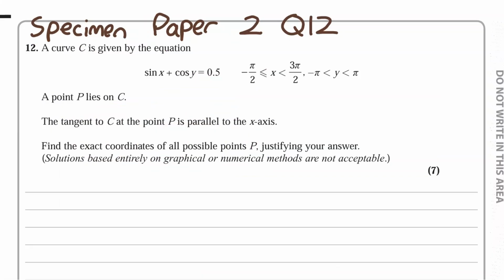Okay, so here's the final question in this video, where we're told a curve C is given by the equation sin x plus cos y is equal to 0.5, where x is more than or equal to minus pi over 2 and less than 3 pi over 2, and y is between minus pi and pi. And we're told a point P lies on C, and the tangent to C at the point P is parallel to the x-axis, and we need to find the exact coordinates of all possible points P, justifying our answer, for 7 marks.